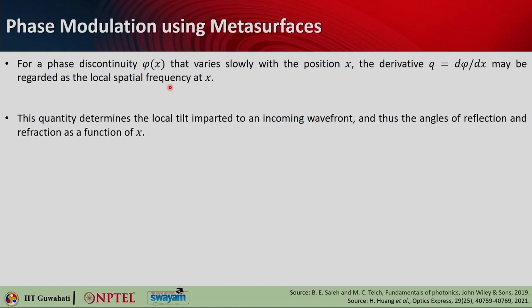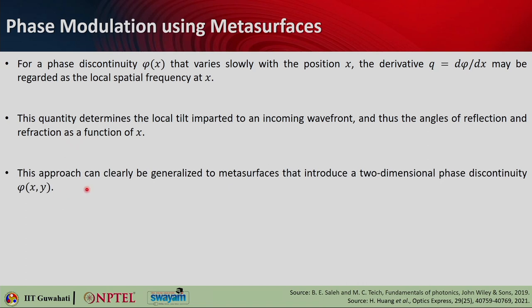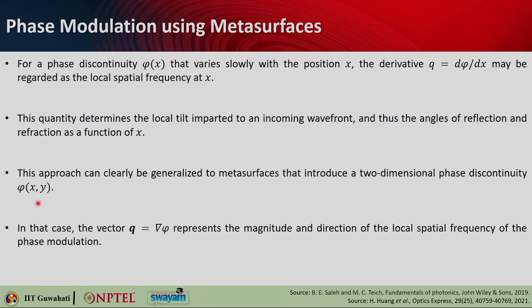So for a phase discontinuity phi x that varies slowly with the position x, you can say that the derivative may be regarded as a local spatial frequency. Okay, so this quantity also determines the local tilt imparted on an incoming wave, and thus the angle of reflection and refraction also becomes a function of x. So this approach can be clearly seen to be generalized to metasurfaces that introduce a two-dimensional phase discontinuity. Right now we just saw one example of one-dimensional phase discontinuity. You can make it 2D, and that gives you phi xy. In that case, the Q vector will basically be the gradient, grad of phi, okay, and this vector represents the magnitude and the direction of the local spatial frequency of the phase modulation. So that will determine which way the reflected and transmitted wave can travel.